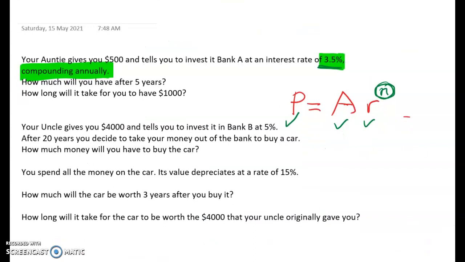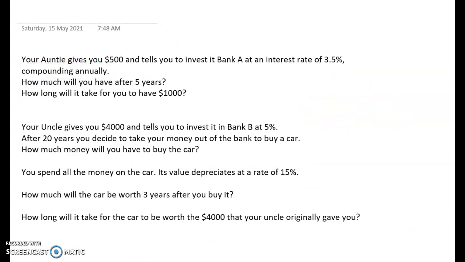So this one is quite similar for the first part, but I've added in a part where the value of a car is depreciating or going down. So your uncle gives you $4,000 and you put it in the bank at 5%. I haven't written that it's compounding annually, but that's what we'd assume. After 20 years, you take your money out of the bank to buy a car. So how much money will you have to get the car?